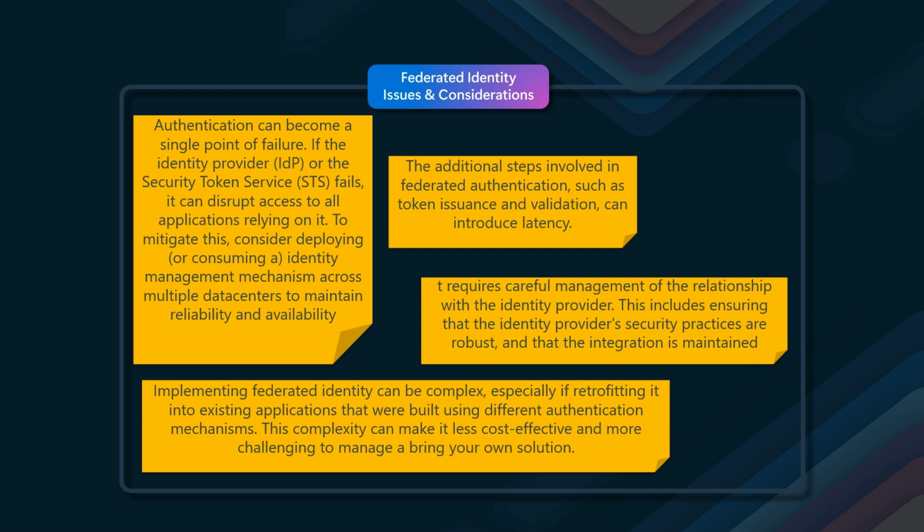So when implementing the federated identity pattern, there are several issues and considerations to keep in mind. Single point of failure. Authentication can become a single point of failure if the identity provider, or IDP, or the security token service, or STS, fails. It can disrupt access to all applications relying on it. To mitigate this, consider deploying your identity management mechanism across multiple data centers to maintain reliability and availability.